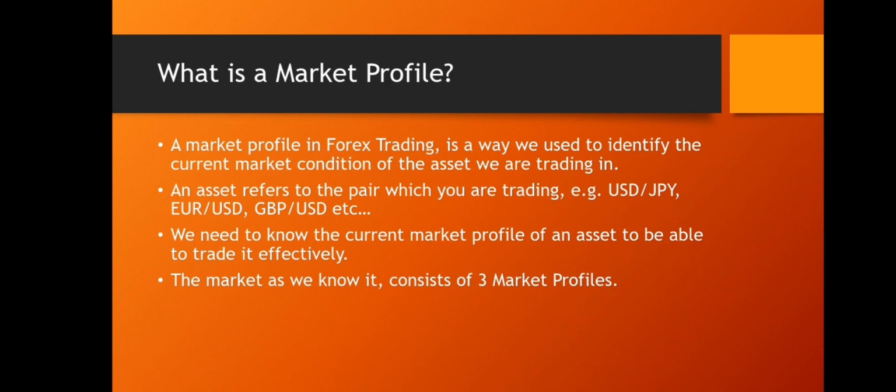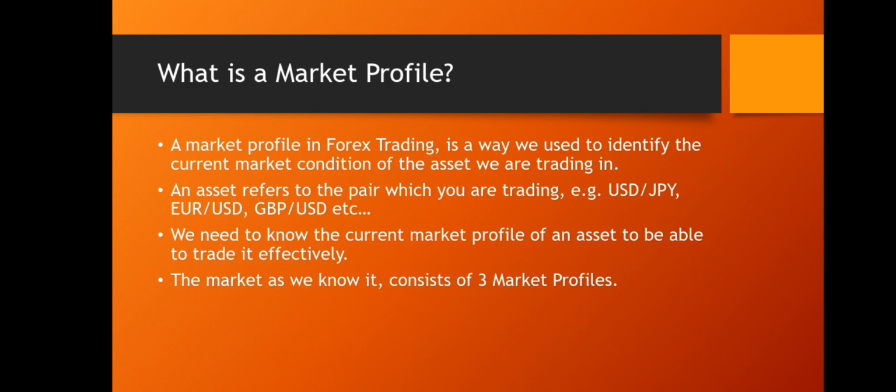An asset refers to a pair which you are trading. So when we talk of the word asset, it just means the pair you are trading. It can be USD JPY, EUR USD, GBP USD, so on and so forth, even DXY. I believe some of us are familiar with DXY because I introduced it, I think, in the TradingView video. Then we need to know the current market profile of an asset to be able to trade it effectively. So we need to know what the current market condition is on that asset for us to be able to trade it effectively. Without knowing this, it will be difficult for us to trade that particular asset.